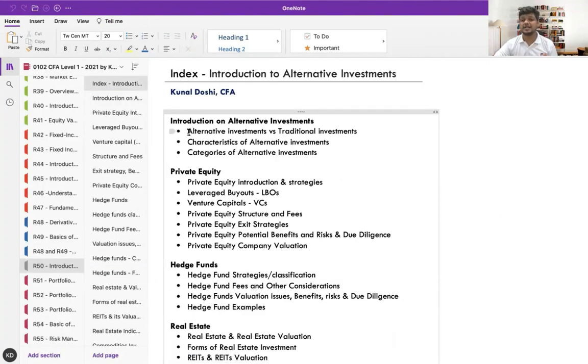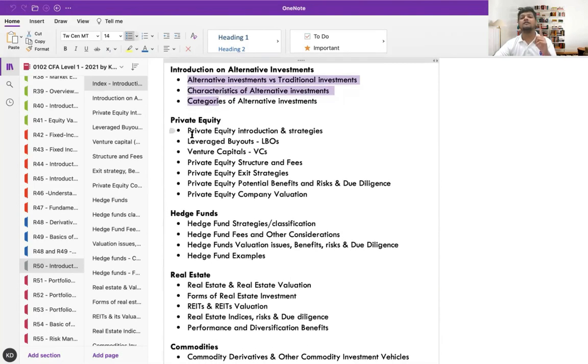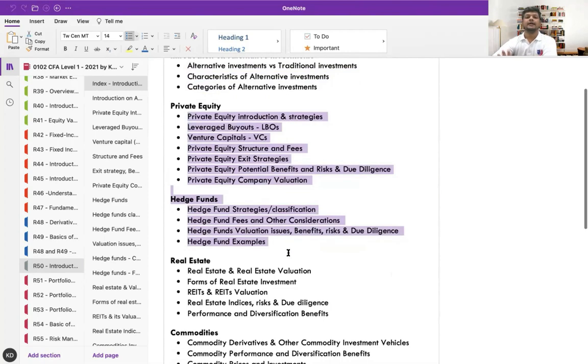So what have we covered till now? Till now, we have covered what is alternative and traditional investment, the characteristics and the various categories of alternative investments. Of that, we discussed private equity and hedge funds till now. Is that clear, everyone? Correct?